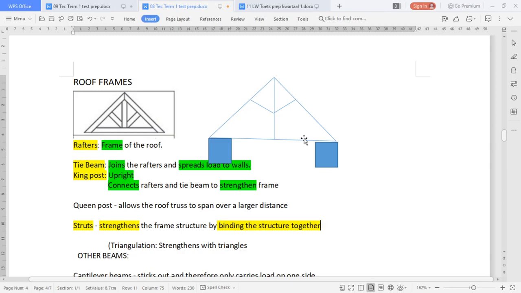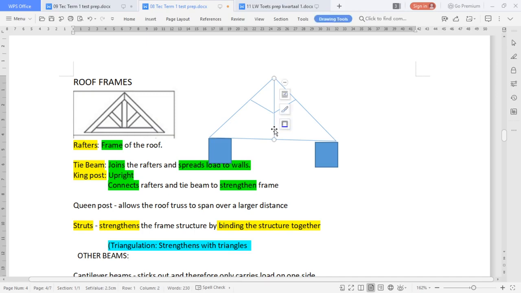Okay, I just want to quickly mention triangulation. I'm sure you remember what that is. Triangulation is using triangles in building and in frames to strengthen things. So you can see this king post makes a triangle, and these struts make further triangles. So the more triangles we've got, the stronger our structure is.